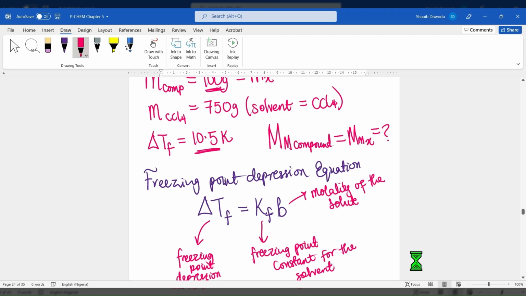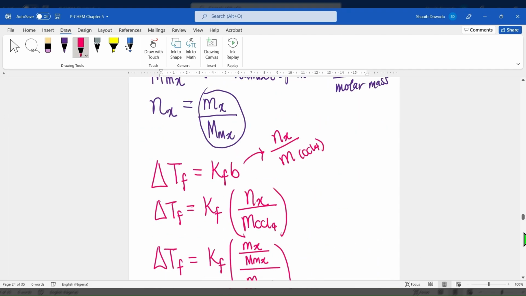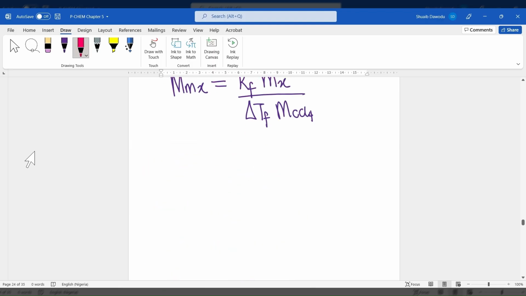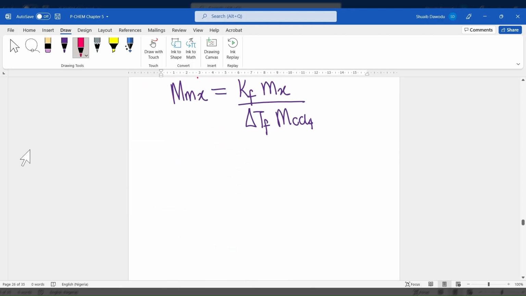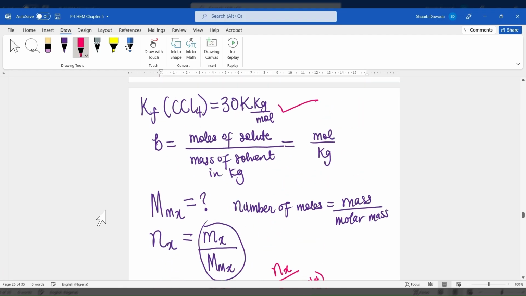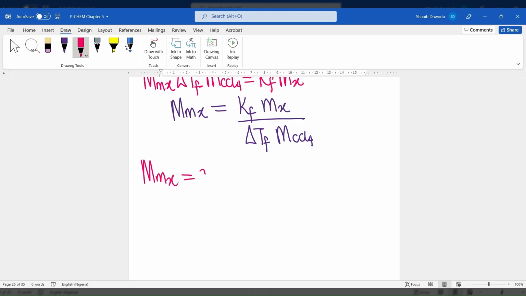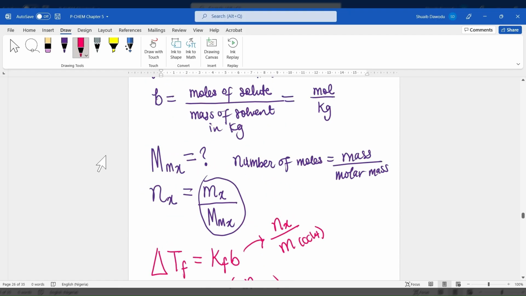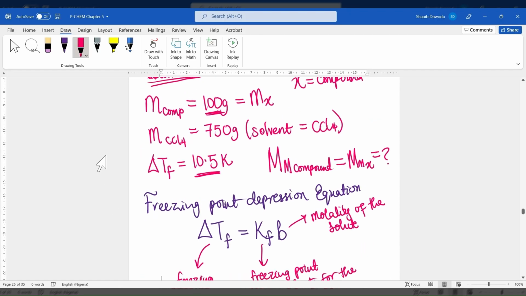You can see we have everything we need, right? This is just understanding of algebra as well as knowing the formula to use. So hopefully this is very helpful to all of you. So the molar mass of the unknown is just K_F, which we've seen to be 30 Kelvin kilogram per mole, multiplied by the mass of the compound we're given, m_X, that's 100 grams.